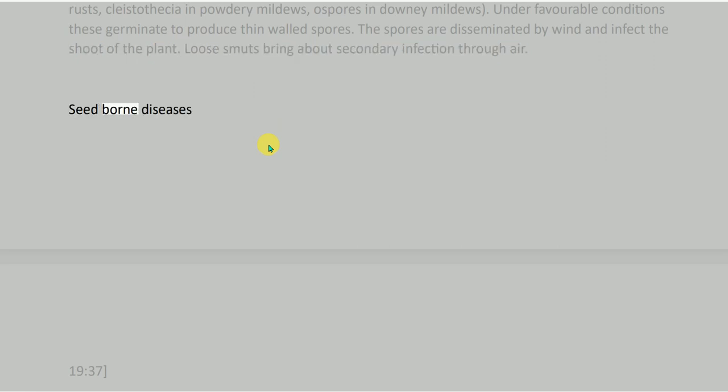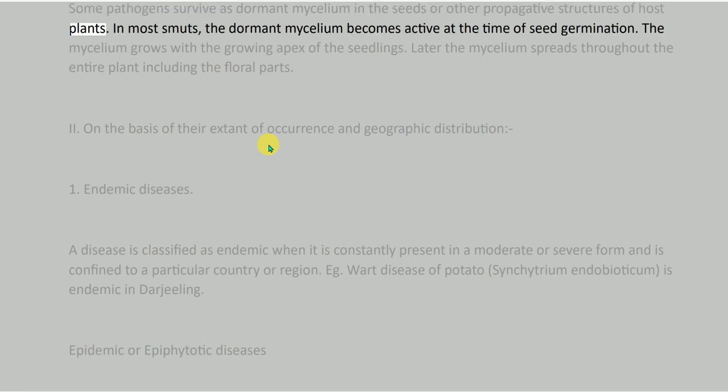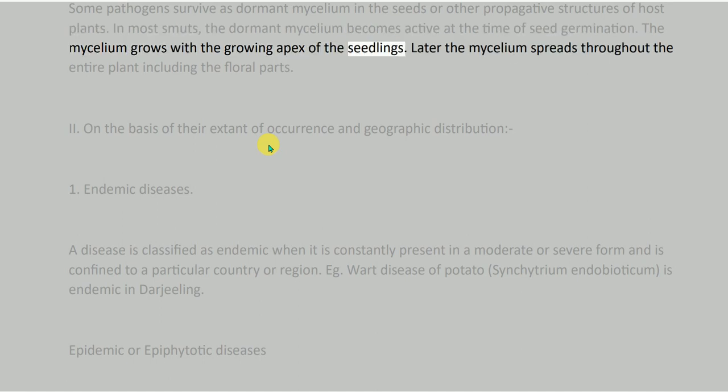Seed-borne diseases. 1937. Some pathogens survive as dormant mycelium in the seeds or other propagative structures of host plants. In most smuts, the dormant mycelium becomes active at the time of seed germination. The mycelium grows with the growing apex of the seedlings. Later the mycelium spreads throughout the entire plant including the floral parts.